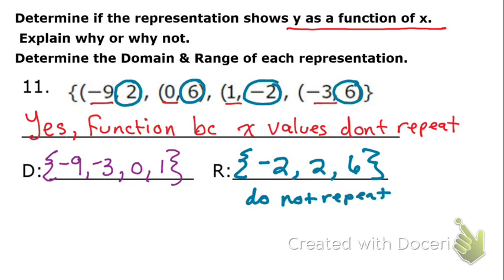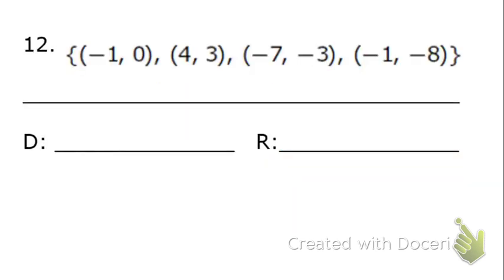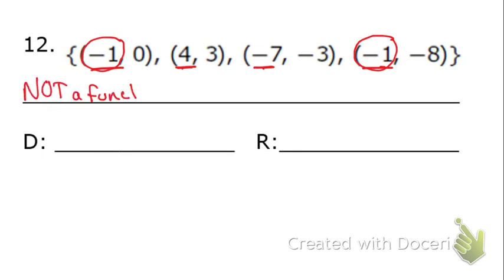Okay, let's keep going. Number 12 is the same as before. So let's look at our x values, -1, 4, -7, and -1. As you can see, our x values repeat. So this is not a function. And the reason is because x values repeat.